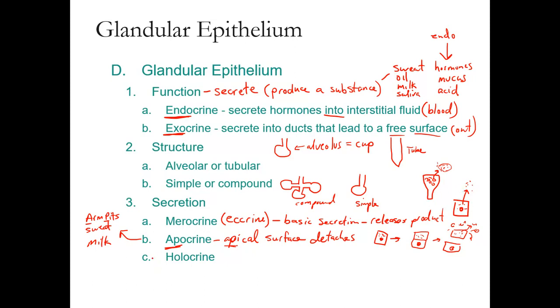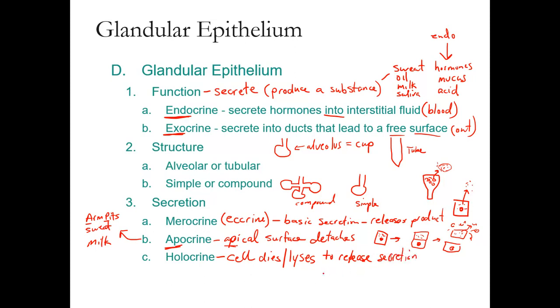And then the last one, holocrine. This one's kind of weird. This is where the cell dies. And we call that lysing. So it lyses to release its secretion. That's a secretion, just pretend.